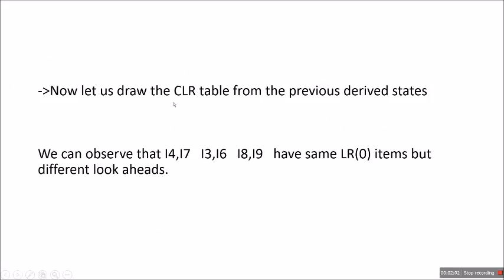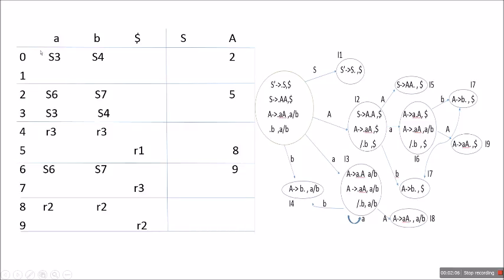So let us draw the CLR parsing table from the previously derived states. We have 10 states here, starting from the initial state 0 and ending at the final state 9. Since reading A from the initial state leads to state 3, we write it as S3. It is shifted to 3, so we write S3. Similarly, in the case of B, we got state 4, so we write S4. This is the same for all the shift cases.